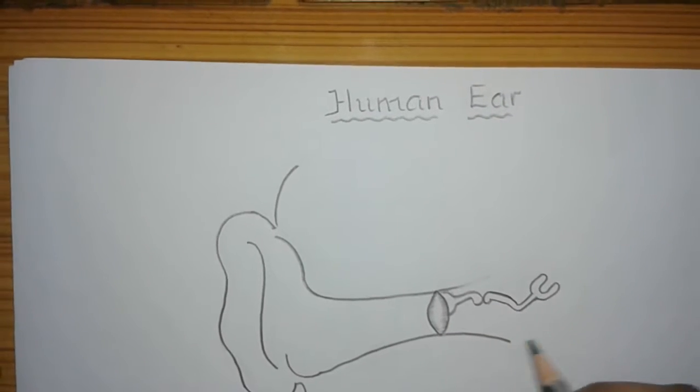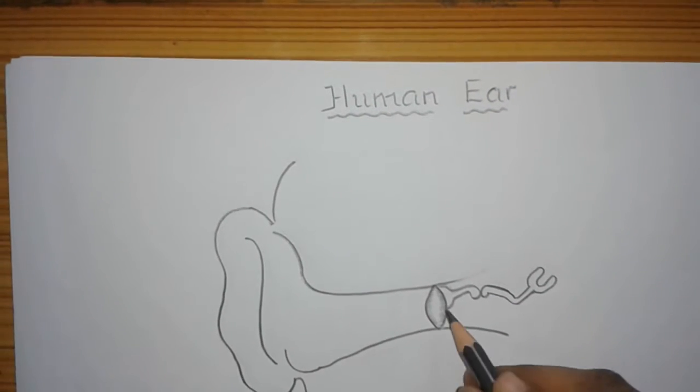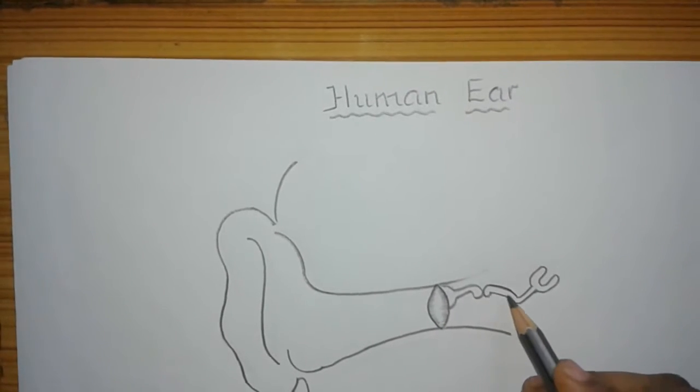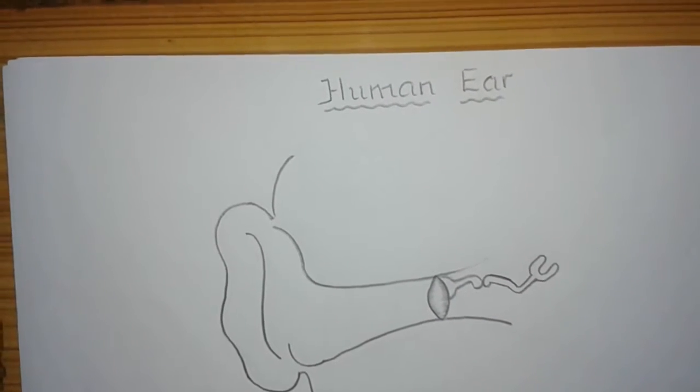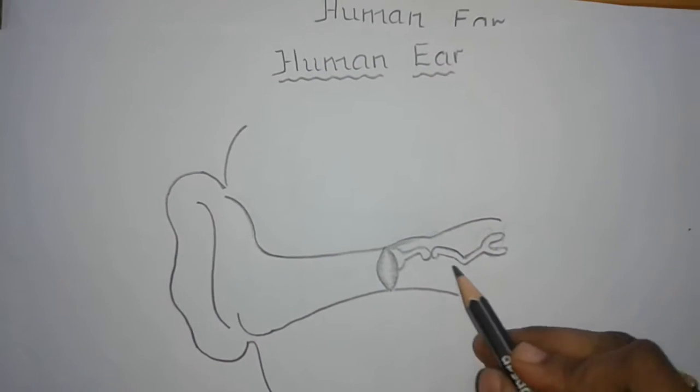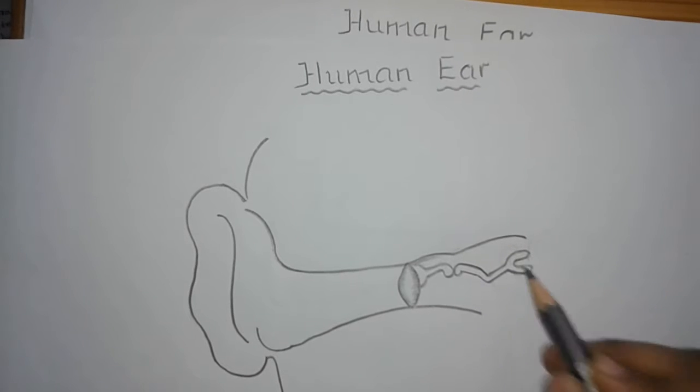So all the three bones are attached to each other. The vibration of the tympanum is transmitted by the movement of these bones. So these three bones form the middle ear, that is the malleus, incus and the stapes.